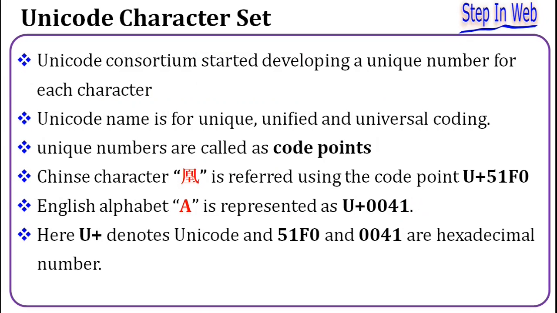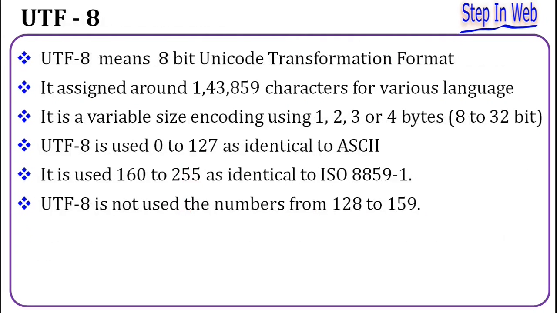After developing the Unicode character set, an encoding system was developed for converting those characters to binary code. That encoding system is called UTF-8. UTF-8 means 8-bit Unicode Transformation Format. After developing UTF-8, they assigned around 1,43,859 characters up to May 20 for various languages.